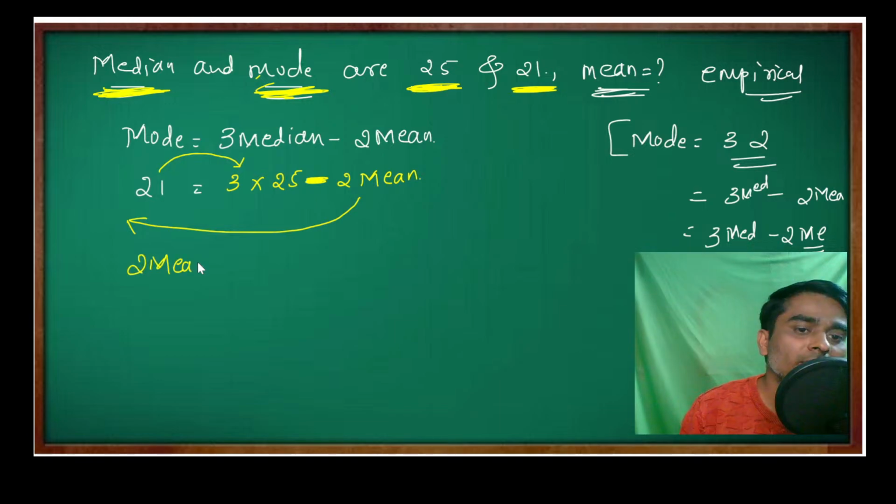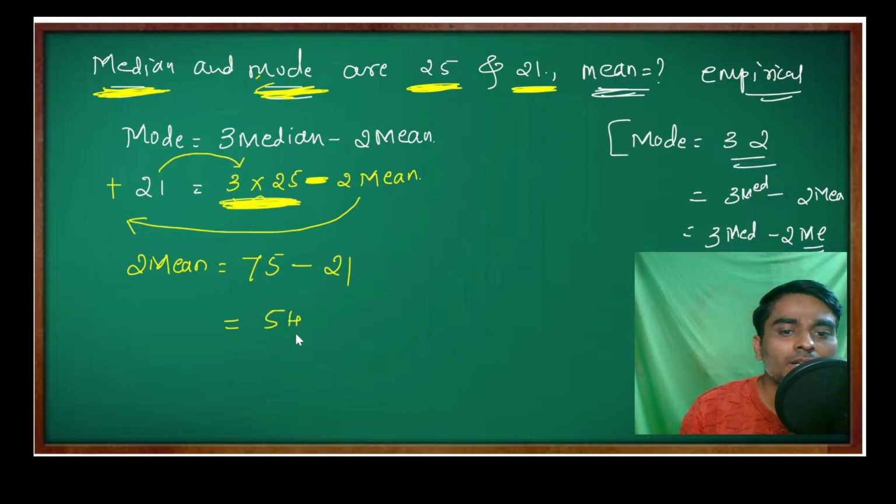2 mean came. Minus became plus. Now 21 goes that side. Who is already there? Write that first always. You people make mistake here. Always, who is there? 3 into 25, 75 minus 21. Plus 21 goes that side. Minus 21. So how much I got here?